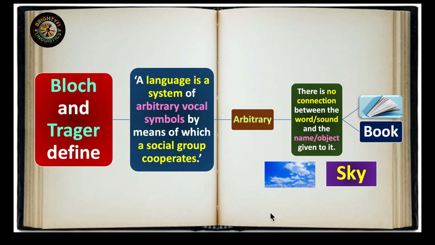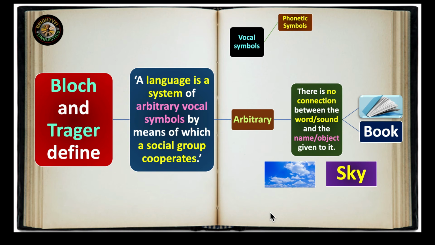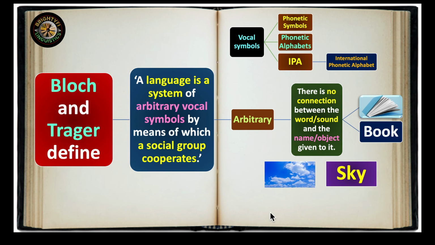Now, we have the next part, vocal symbols. What do you mean by vocal symbols? Vocal symbols, in fact, refer to phonetic symbols. And you know, we have 44 phonetic symbols in our English language. Sometimes we also call them by another name, phonetic alphabets. And that's why we have the IPA, what we call the International Phonetic Alphabet. They represent the sounds of the language. So a language is a system of arbitrary vocal symbols by means of which a social group cooperates.